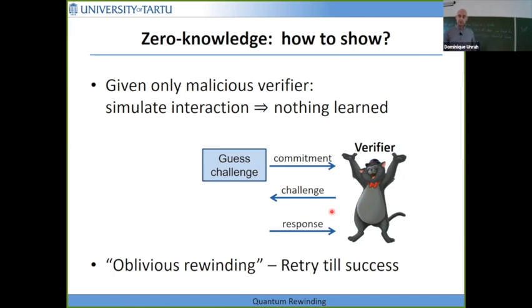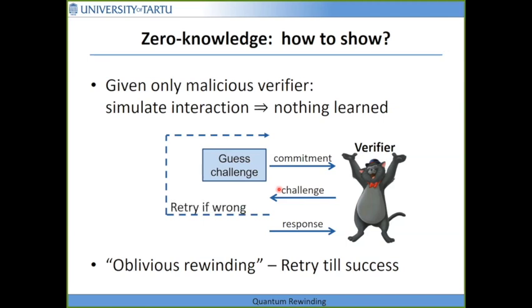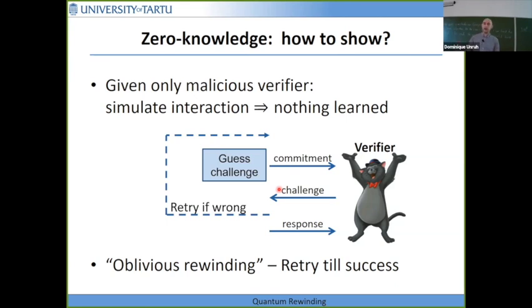And this is where rewinding comes in. So when we simulate this interaction, we get the challenge, and then we know whether we guessed right or wrong. And if we guessed wrong, we just go back to step 1 or 0 and start again. And this is rewinding. I mean, this is one example of rewinding. So we do an execution, and then we undo one or several steps and continue from an earlier state.